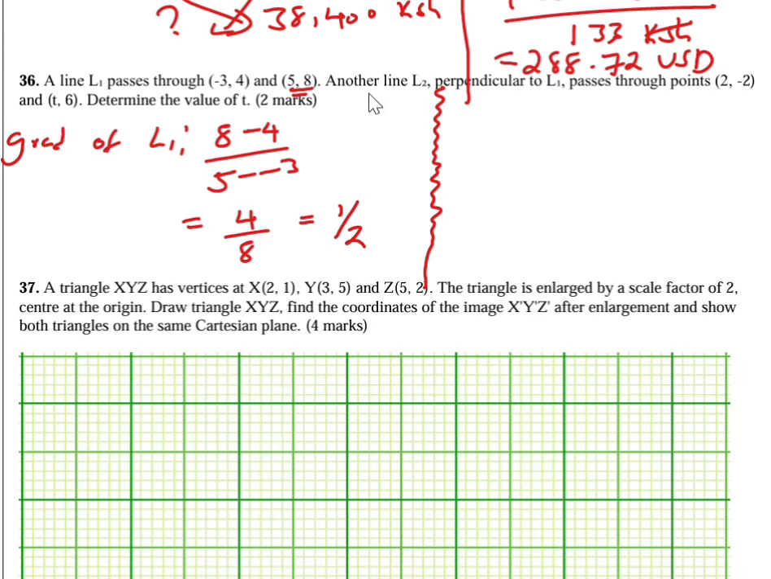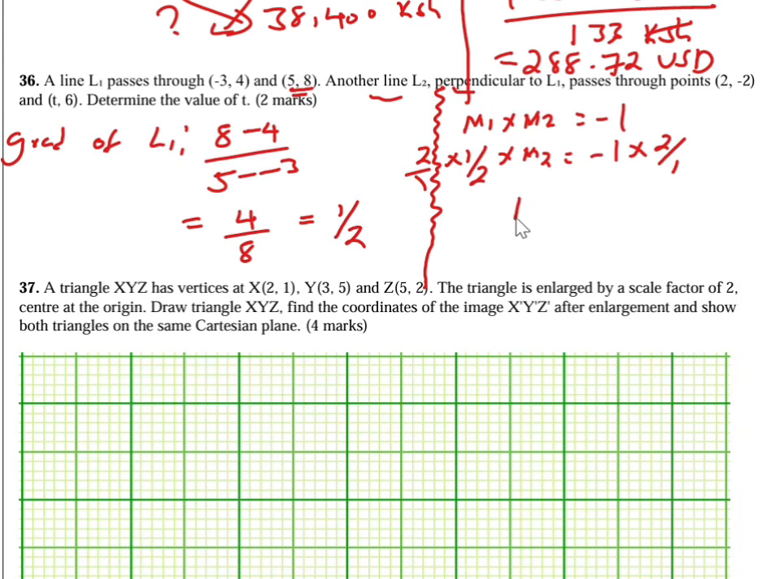Another line L2 perpendicular to L1. Kwanza tunafanya hii. Perpendicular inamaanisha aje? The gradient M1 times M2. Nilikuwa nimekuonyesha hiyo section A. M1 times M2 is equal to -1. So to get the gradient of the second line, here we have M1. So it is a half times M2, second gradient, equals to -1. So to get M2, you can remove this fraction, times 2 over 1 both sides. So multiply here times 2 over 1, tubaki na M2.